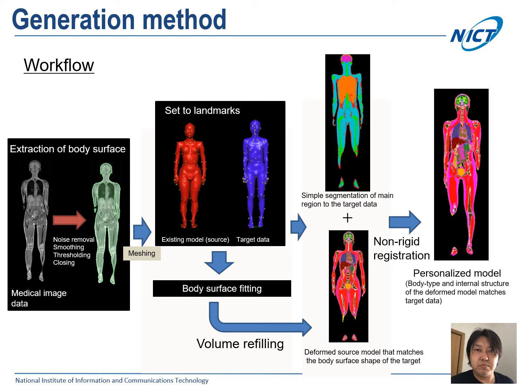Then, volume refilling is performed on the body surface mesh of the deformed source. By this processing, we can generate voxel models containing the internal structure. But maybe the internal structure is not matched to the target data, so the target data is segmented into main parts. The personalized models are developed by morphing the internal structure of the deformed source models by non-rigid registration with reference to the simplified segmented region of the target.